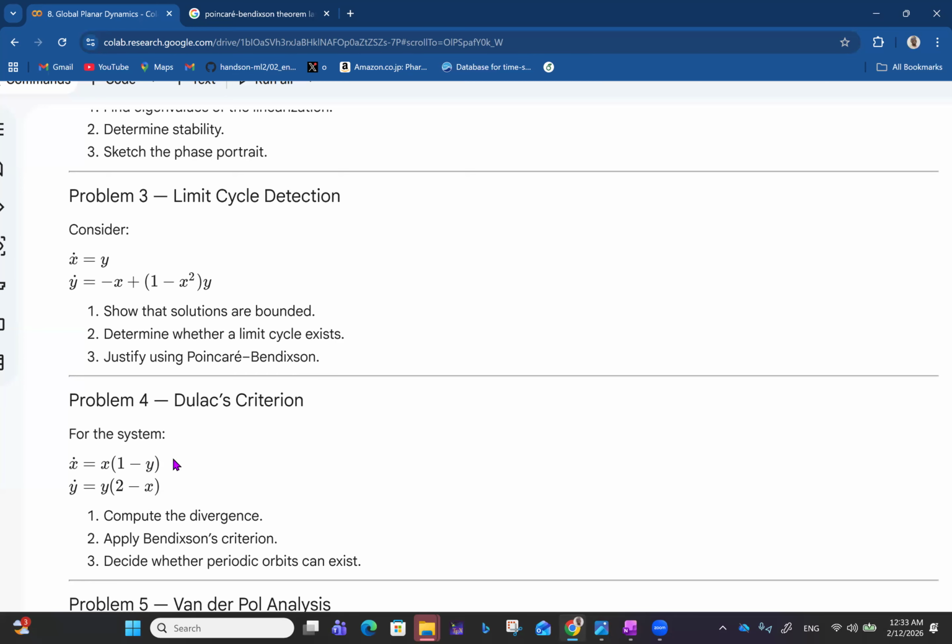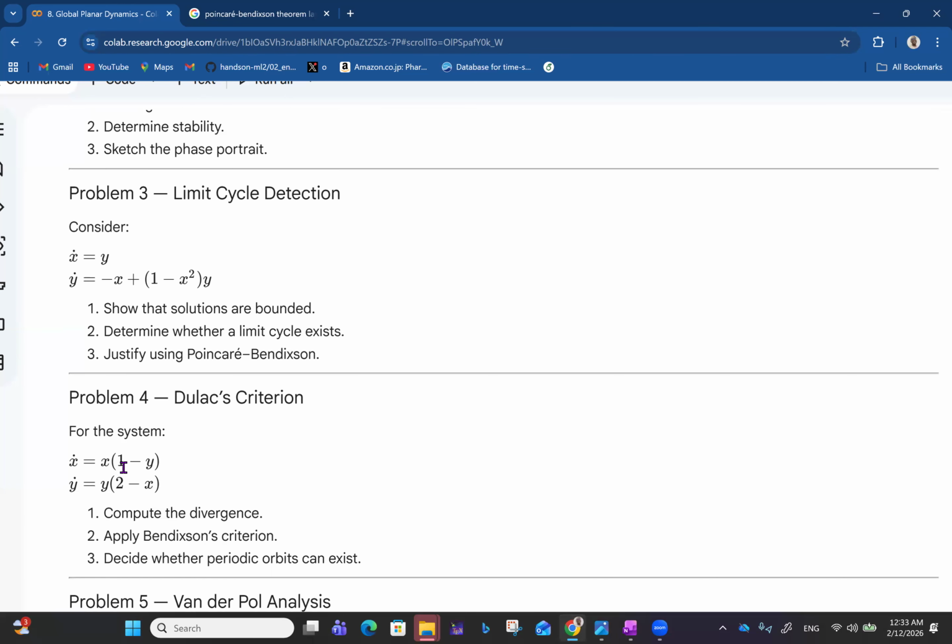Partial f partial x, you get 1 here. Partial f partial y, you get 1 plus 2, which is 3. So there's no limit cycle. Okay. So decide whether periodic orbits can exist. Periodic orbit cannot exist because the Dulac's criterion is 3. It's greater, yes. This is partial f partial x plus partial g partial y.